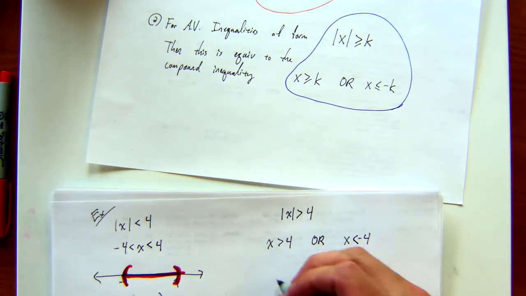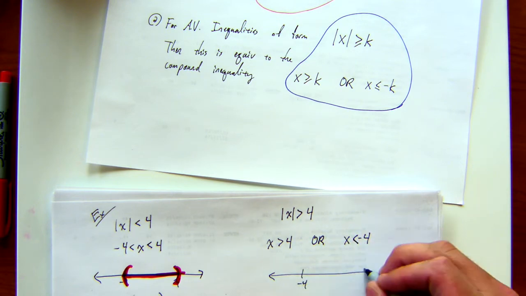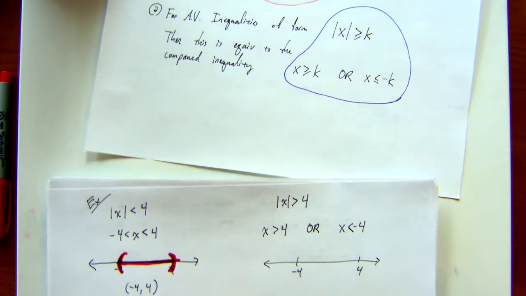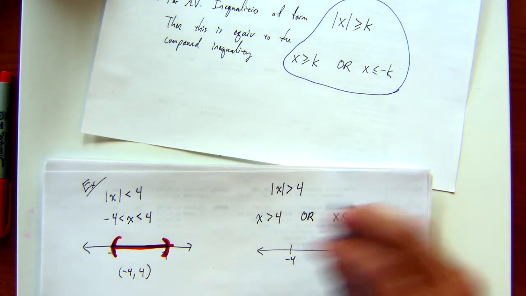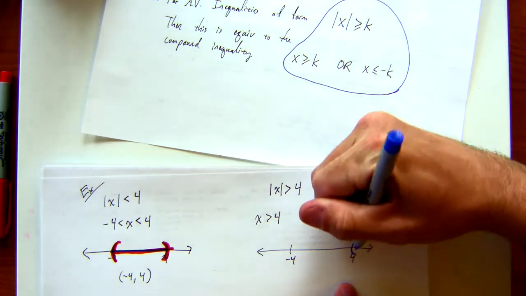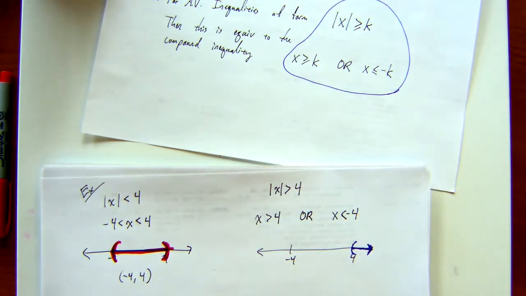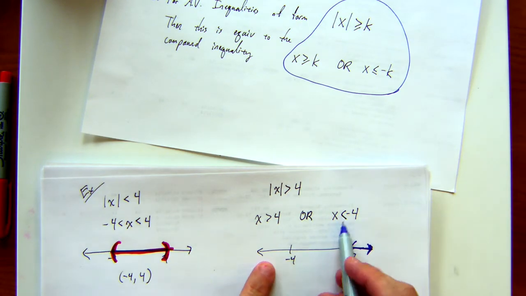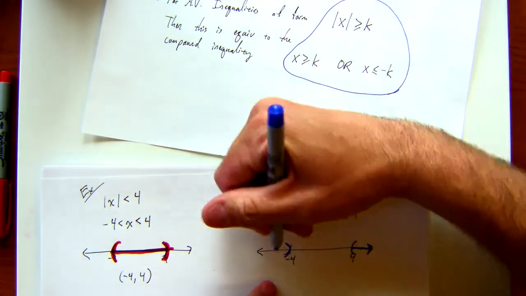Okay, what does this look like? There's a -4, there's a 4. X is bigger than 4, so it does not include 4, but it's going to be bigger. So open this way, shade it this way. X is less than -4, so it does not include the -4. I'm going to shade it this way.